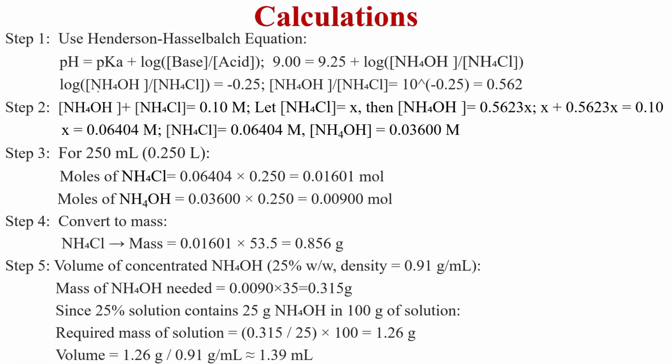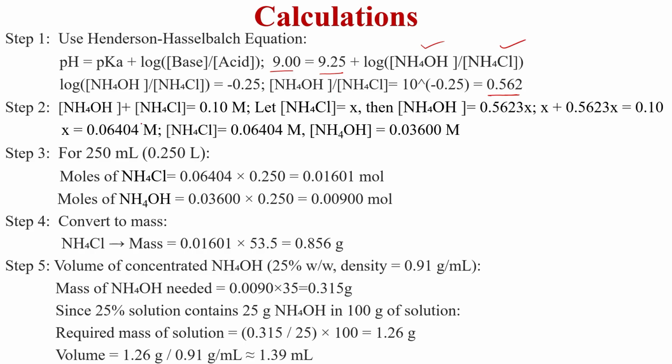So let us solve it now. You will use the Henderson-Hasselbalch equation, which is pH equal to pKa plus log of base by acid. So here pH is given as 9, pKa is given as 9.25. So log of base by its conjugate acid, and we will have 10 power minus 0.25, which is equal to 0.5623, ammonium hydroxide divided by ammonium chloride.